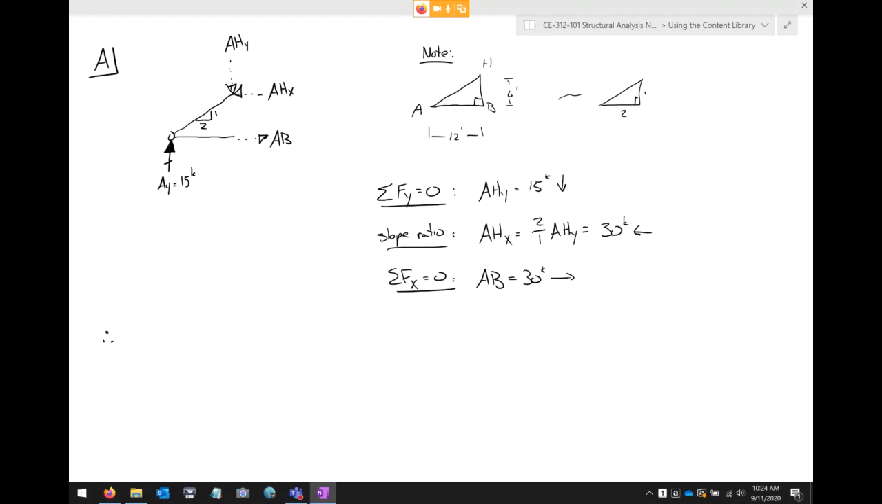All right, so we have member AH. Member AH is the square root of AH x squared plus AH y squared. I'm going to get chat to help me with this one. Really, 30 kips squared plus 15 kips squared. And what's that come out to be?